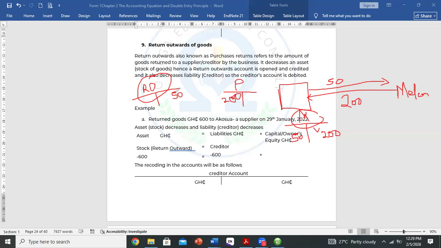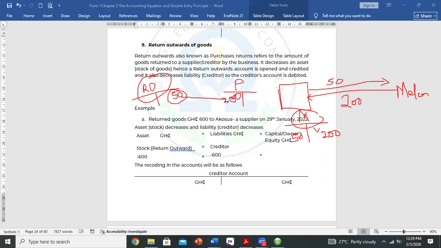Now, interestingly, when you get to sole proprietorship, that is where we now less the trading account. That's where you now less the return outwards from the purchases to get the true value of the goods you have. Okay, but we keep them separately.